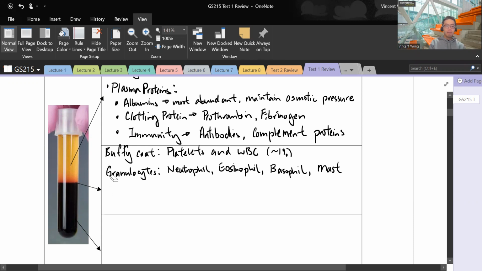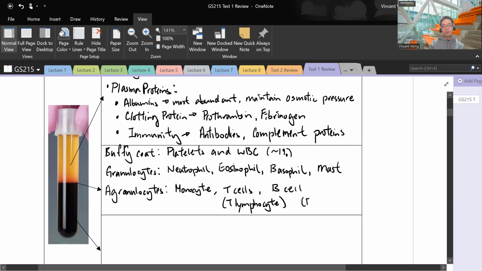On the other hand, we also have agranulocytes, which are the other classification because you cannot really see their granules. And that includes things like monocyte, which you should know by now. They can differentiate into macrophages. But there are also various types of T cells. Sometimes they're called T lymphocytes, just in case you see that term in the test. And then B cells, which are also called B lymphocytes.